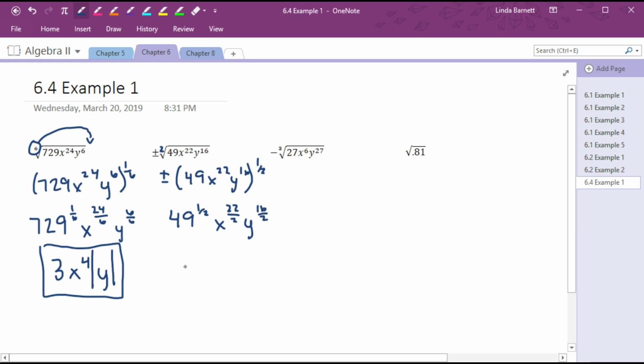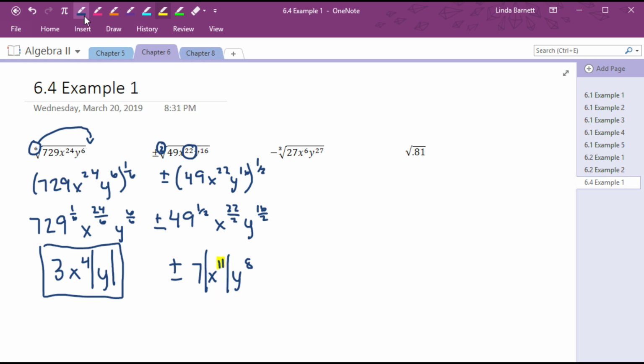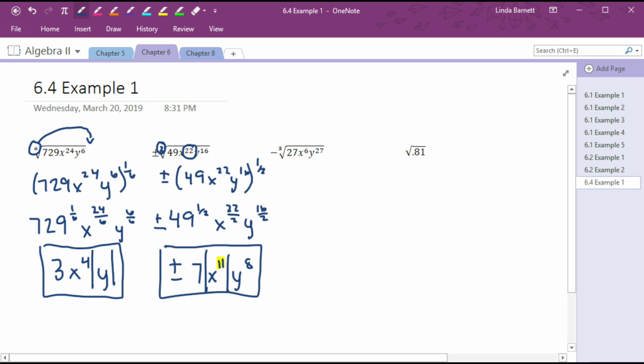We're just simplifying this. The square root of 49 is 7. 22 divided by 2 is 11, and y to the 16th divided by 2 is 8. So there's going to be absolute value symbols here because I had an even root. This was an even root and an even power, but it resulted in this odd exponent here, 11. So that's my answer.